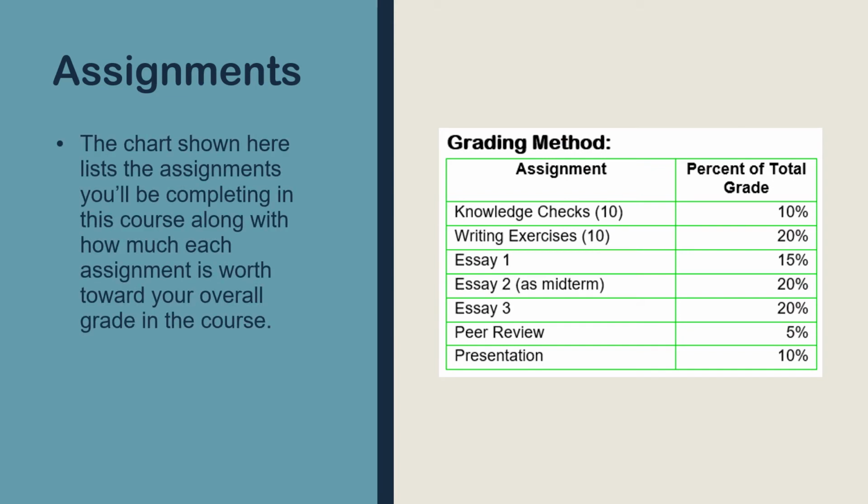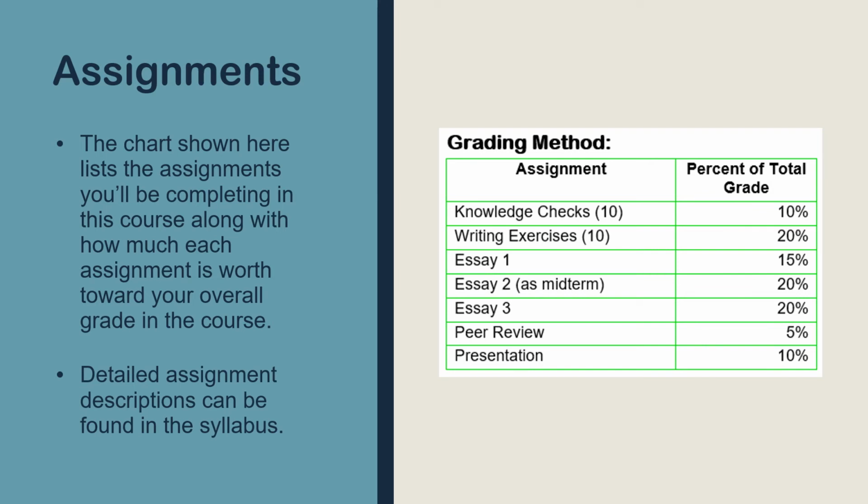The chart shown here lists the assignments you'll be completing in the course along with how much each assignment is worth toward your overall grade in the course. You'll complete short quizzes called knowledge checks, short writing exercises, 3 major essays, 1 peer review, and a final presentation. This chart can also be found in the syllabus along with more detailed assignment descriptions. Instructions for each assignment will become available as we progress through the course.